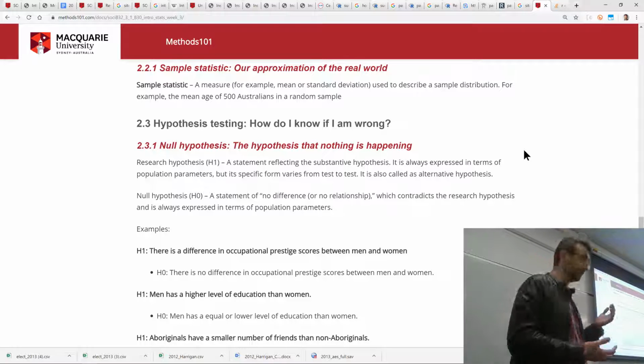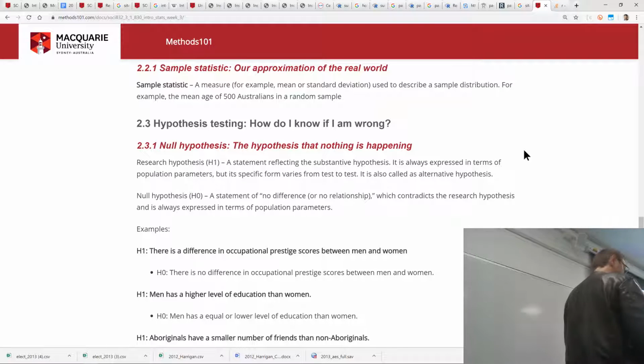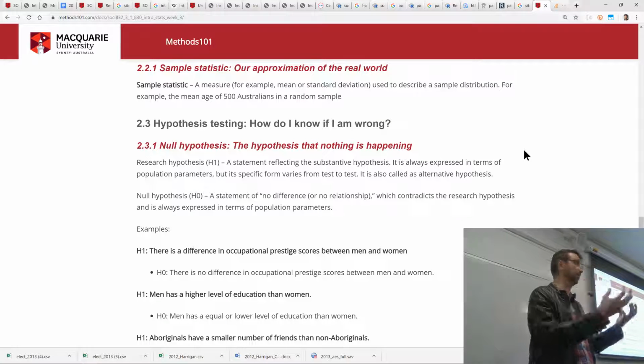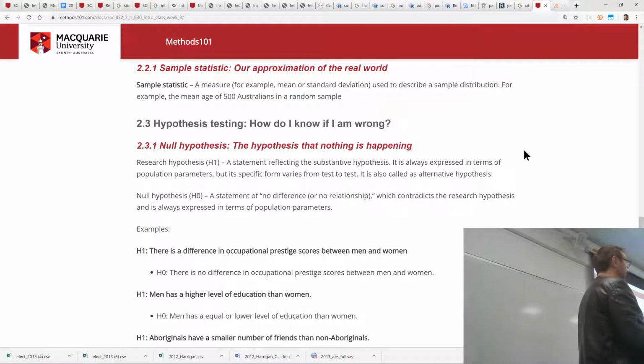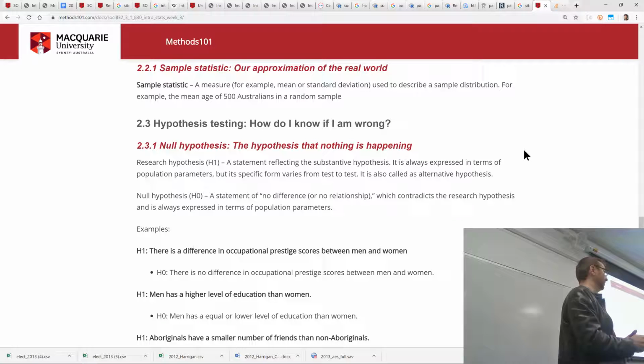It's a very simple statement. It says, let's assume everything you've assumed is correct, and all your data and so forth, but there's actually nothing happening in that key relationship you're interested in. And that is the null hypothesis.